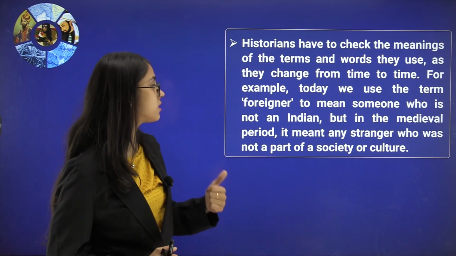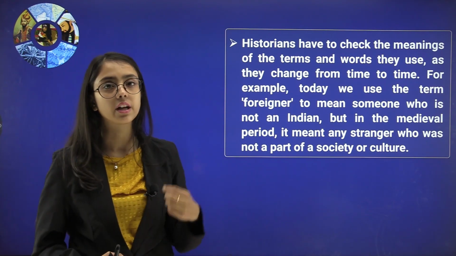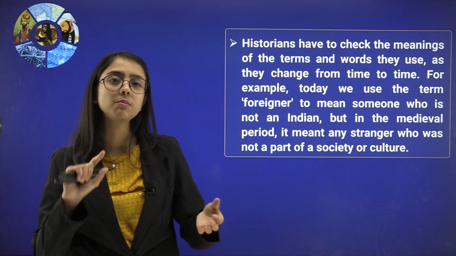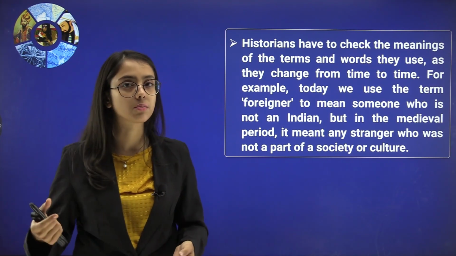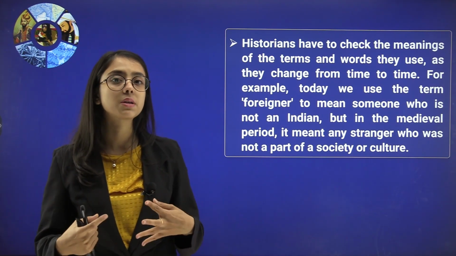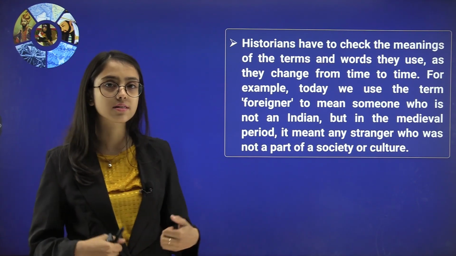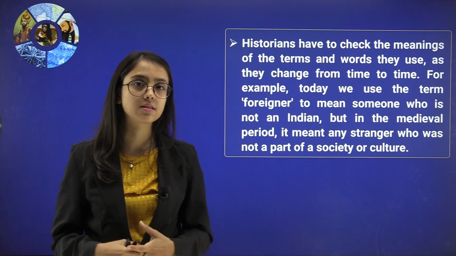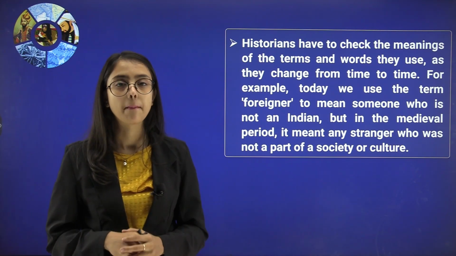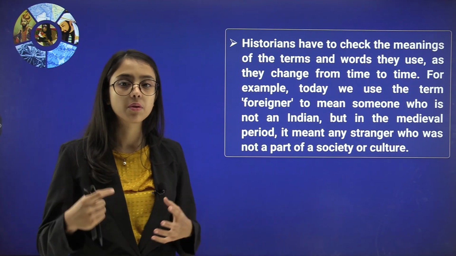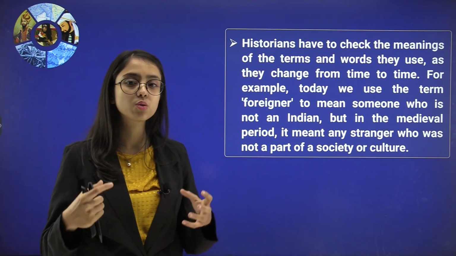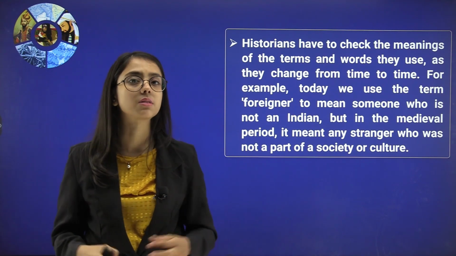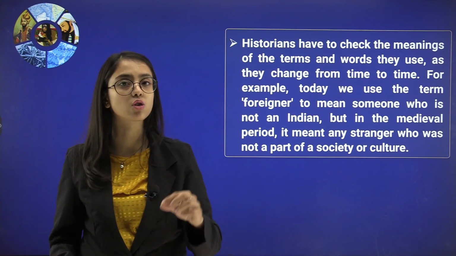But in the medieval period, a foreigner was a stranger who was not part of the society or the culture. Of course, the interpretation is somewhat similar, but today it is more on the basis of territory and land. For example, a person coming to India from the United States is a foreigner to us. But in medieval times, a person who did not belong to the same culture or the same society was termed a foreigner, even if he belonged to the same land.